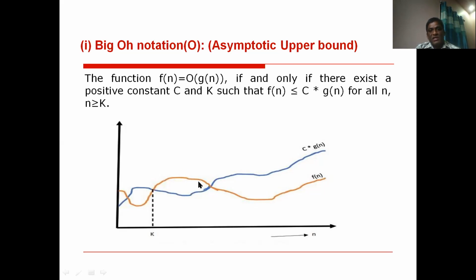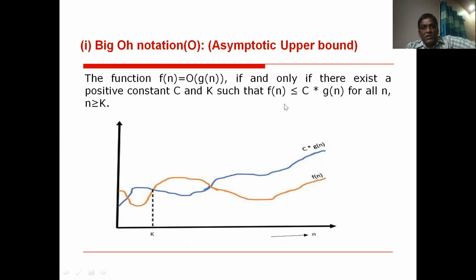f of n may be bigger than c into g of n, c into g of n may be bigger than f of n. It's not stable over here, but from this value onwards, f of n and c into g of n are always steadily related. f of n is always less than or equal to c into g of n. So please keep this k over here.